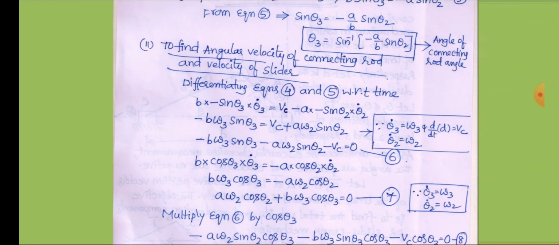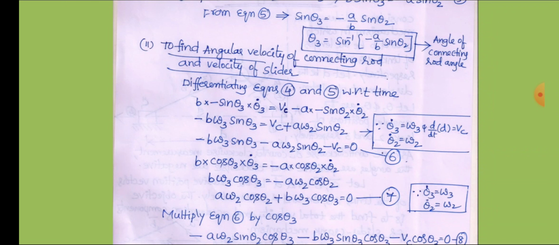Now, minus b omega 3 sin theta 3, if I bring a omega 2 sin theta 2 to the left hand side, then it will be minus, and Vc also towards the left hand side minus. All right hand side terms I brought to the left hand side, then that is equal to 0. That is equation 6. How did I get equation 6? By differentiating equation 4 once with respect to time.